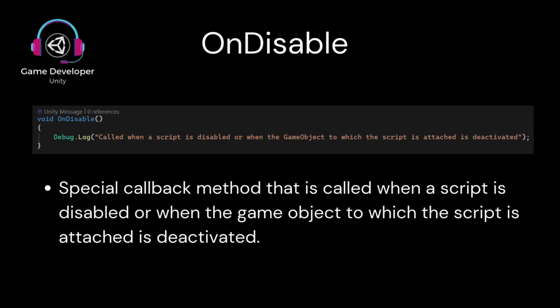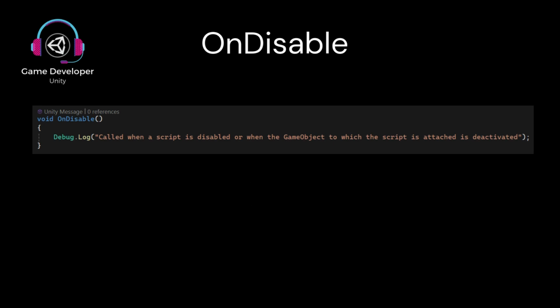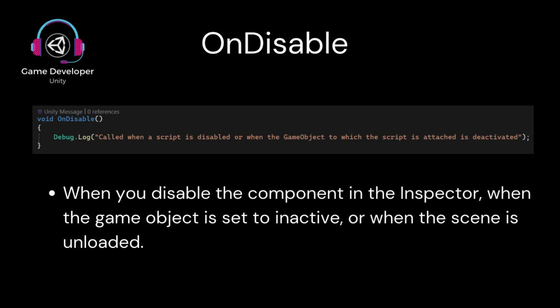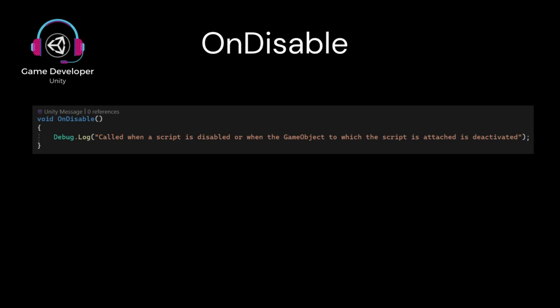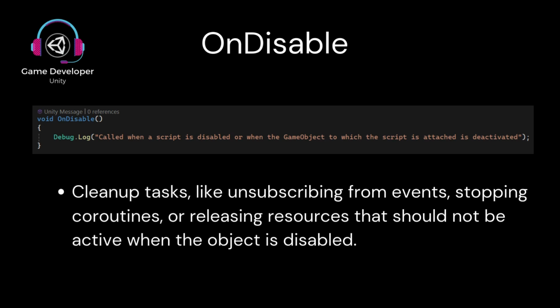Next is OnDisable. The OnDisable function is a special callback method that is called when a script is disabled or when the game object to which the script is attached is deactivated. This can happen in various scenarios, such as when you disable the component in the Inspector, when the game object is set to inactive, or when the scene is unloaded. It's commonly used for cleanup tasks, like unsubscribing from events, stopping coroutines, or releasing resources that should not be active when the object is disabled.